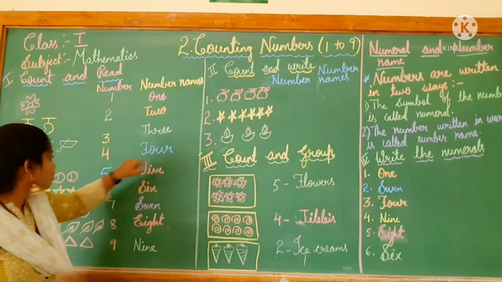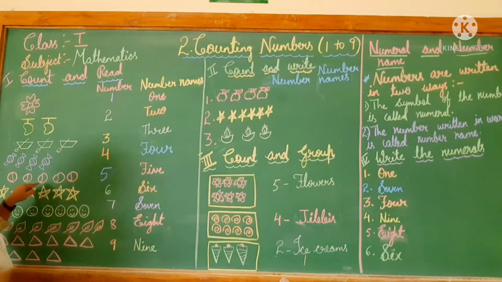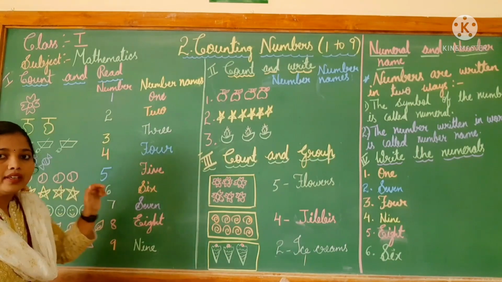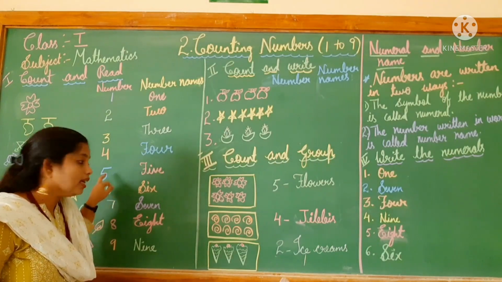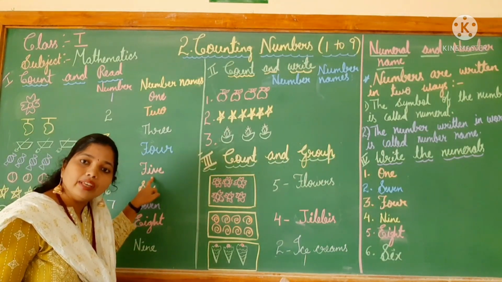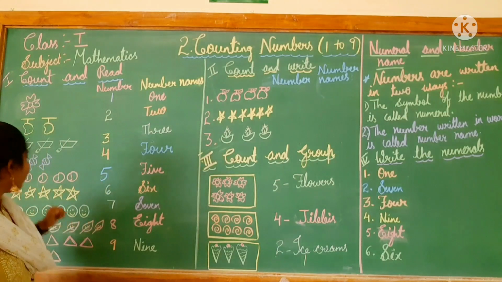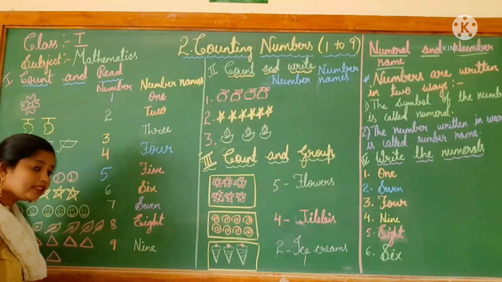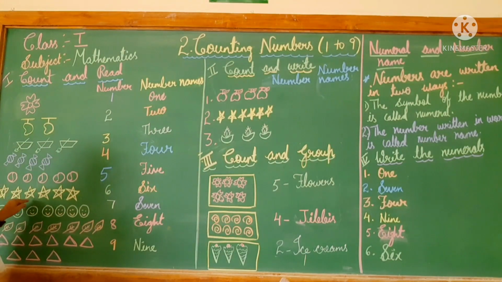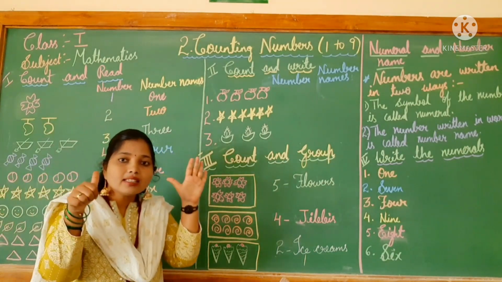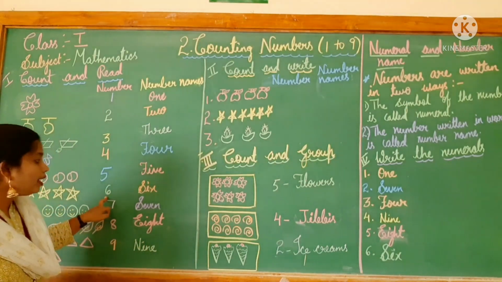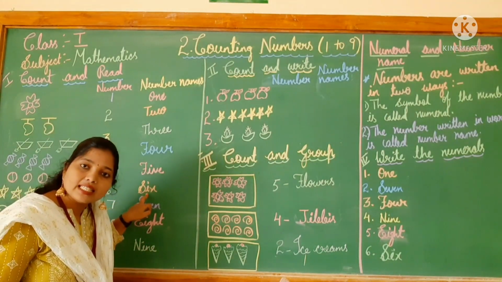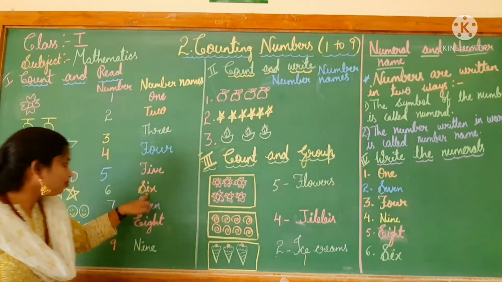F-O-U-R, 4. Next, 1, 2, 3, 4, 5. There are 5 balls. So, the number is 5. Here we have written F-I-V-E, 5. Next, how many stars are there, children? 1, 2, 3, 4, 5, 6. There are 6 stars. So, here I have written the number 6 and the number name is SIX, 6.